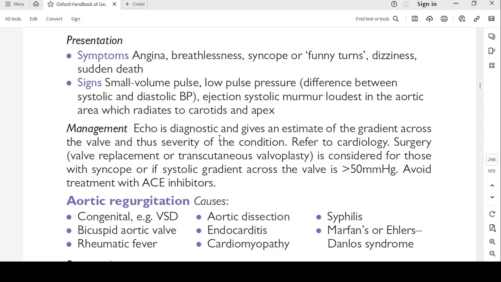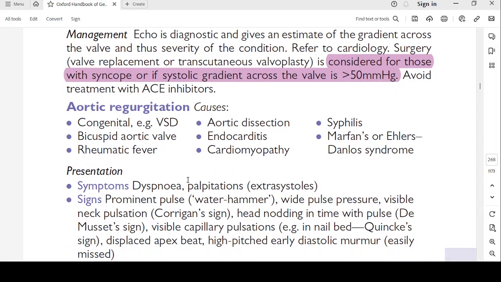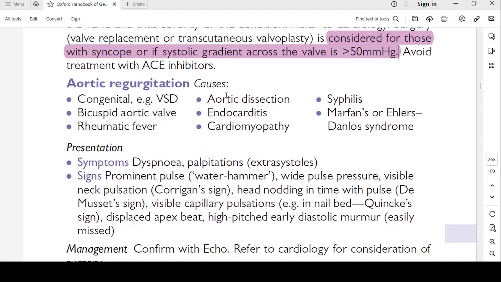Management: echo is diagnostic and gives an estimate of the gradient across the valve and thus the severity of the condition. Refer to cardiology. Surgery: valve replacement or transcutaneous valvoplasty is considered for those with a syncope or with systolic gradient across the valve more than 50 millimeters of Hg. So this is the criteria for considering surgery. Avoid treatment with ACE inhibitors in aortic stenosis. It will cause hypotension.